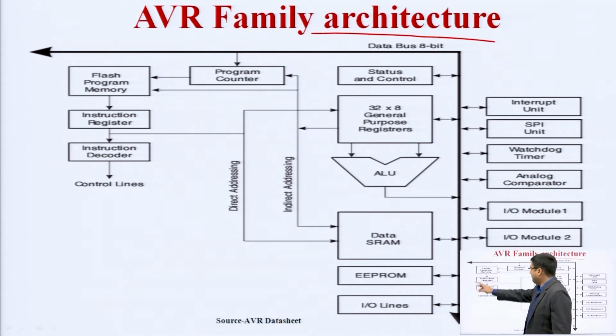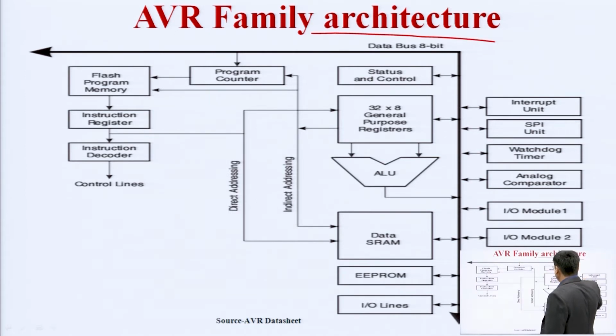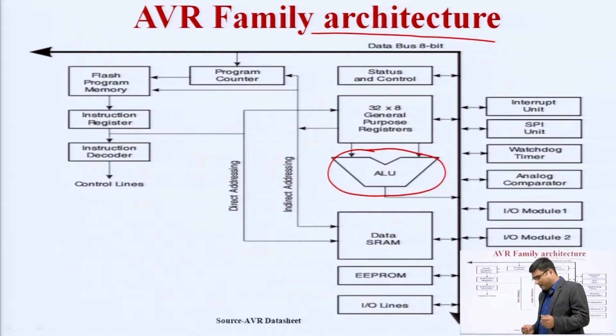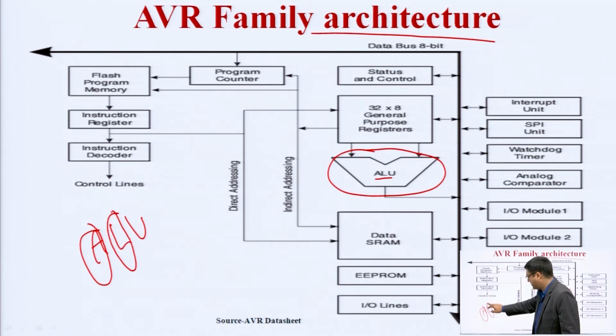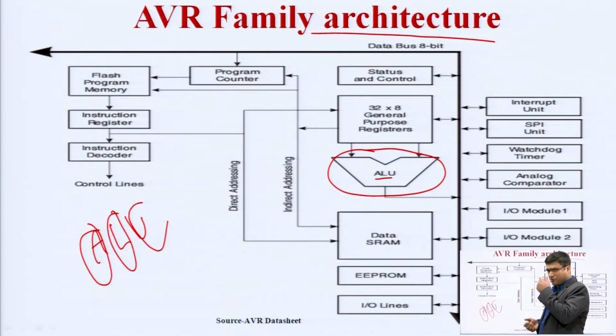If you look at the diagram, there are a lot of blocks available. First, we will start with the ALU. What is the meaning of ALU? ALU means arithmetic logic unit. So let us write here: A means arithmetic, L means logical, and U means unit. What is an arithmetic and logical unit? Basically, this unit performs arithmetic operations like addition, subtraction, multiplication, division, etc., and logical operations like logical AND, logical XOR, etc. So basically, this unit performs ALU operations.